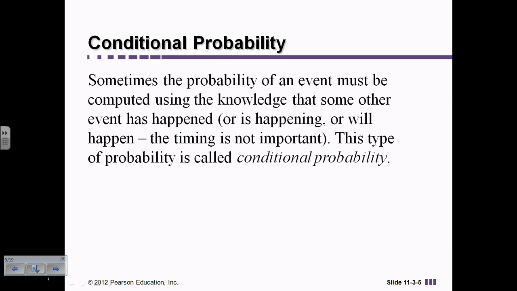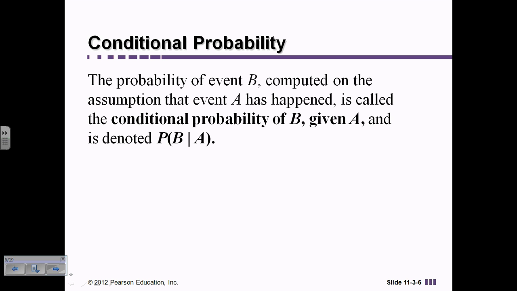So for example, the possibility that I draw a red marble out of the bag and then draw a blue marble. So it's conditional. It's dependent on the first condition happening. The probability of an event B computed on the assumption that event A has already happened is called a conditional probability. And we read this as P, the probability of B given A.